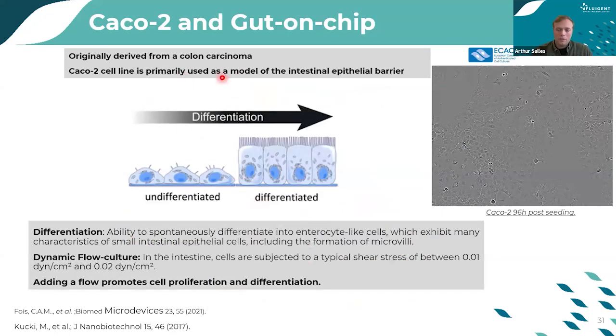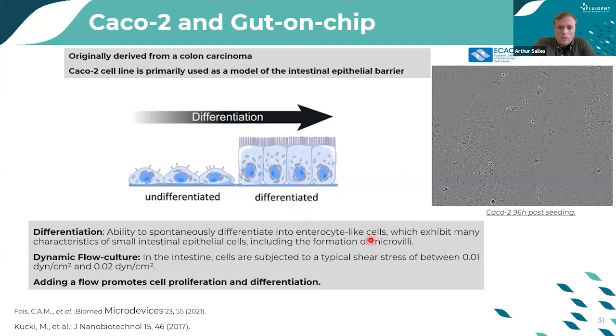So in order to tackle this issue at Fluigent, we decided to use one very well-known cell type of gut-on-chip, the Caco-2, derived from a colon carcinoma. It's primarily used as a model of the intestinal epithelial barrier. And as you can see, there exist different states of differentiation of these cells. Caco-2 can spontaneously differentiate into enterocyte-like cells and exhibit many characteristics of small intestinal epithelial cells, including the formation of microvilli on top of them, and also a more cohesive tissue, as you can see on this schema.